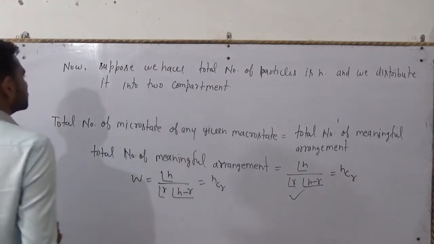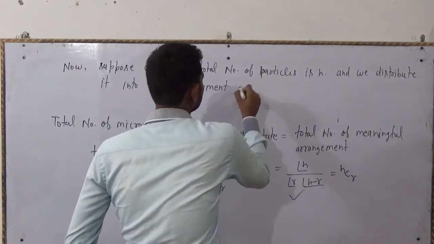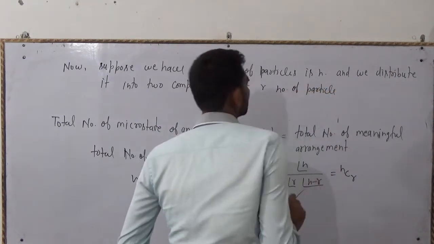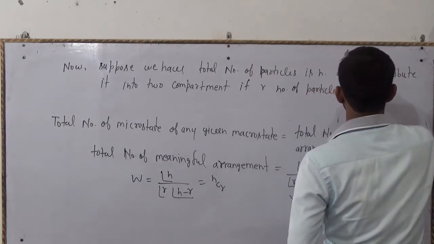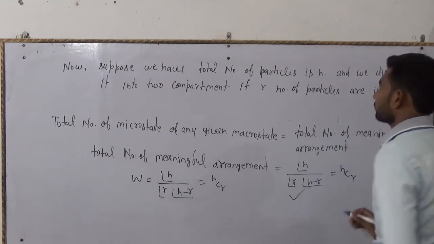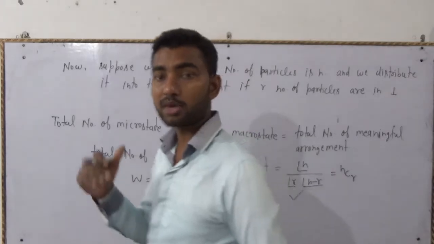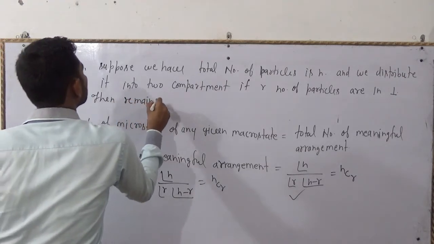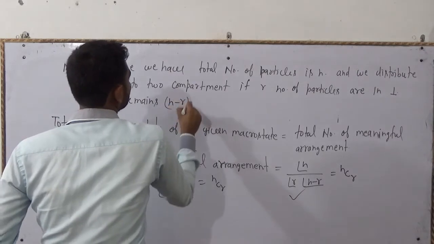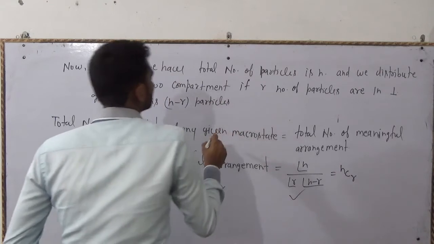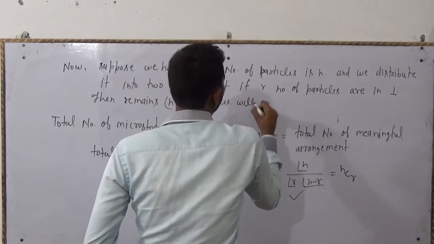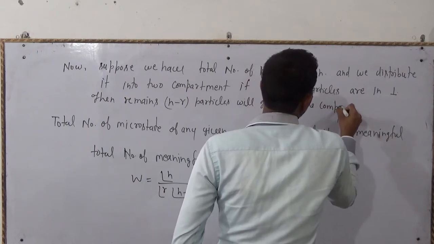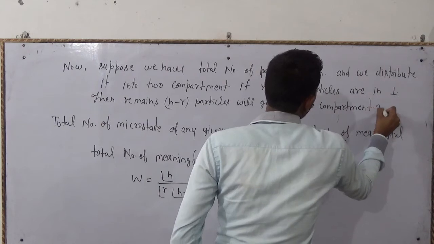So friends, if we assume r number of particles are in compartment 1, then the remaining n minus r particles will go into compartment 2.